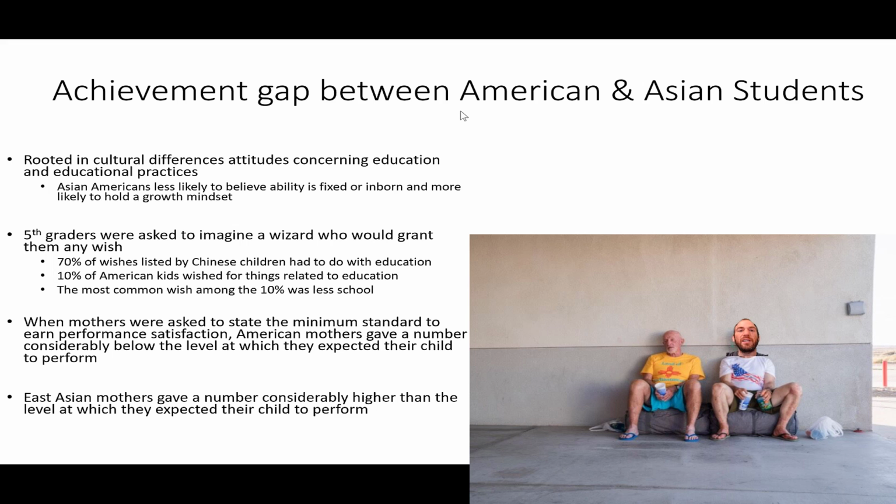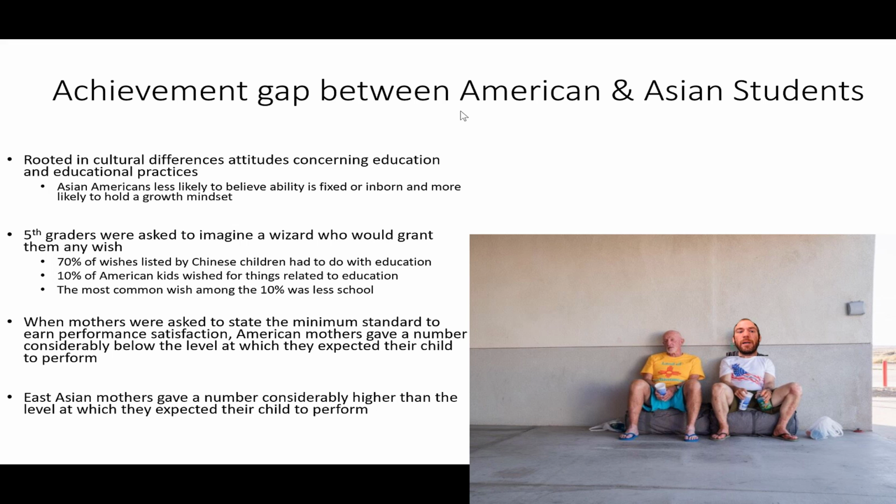And also the ideas of what performance levels warrant satisfaction are different. American parents tend to give lower levels of performance expectations to earn satisfaction versus East Asian parents, who expect higher levels of performance. And why might that be?